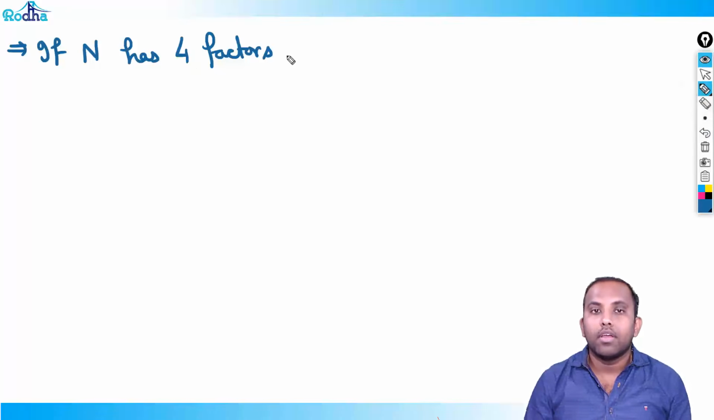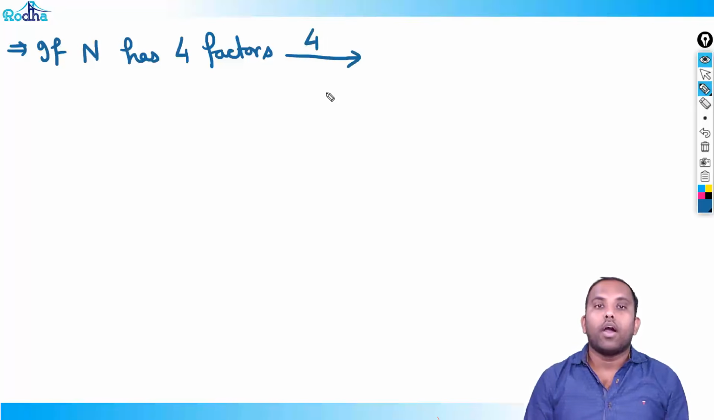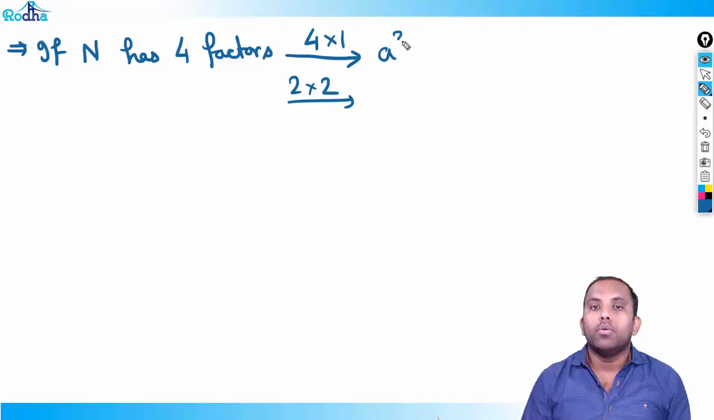So 4 I can write as only 4, or as 2 into 2. Only 2 ways. 1 into 4 won't make an impact, because if I write 4 as 4 into 1, that means a cube, since the factors are 4 so the power is 3, into b to the power 0, because if the factor is 1, the power is 0. So b to the power 0 is 1 only, and it doesn't matter here.